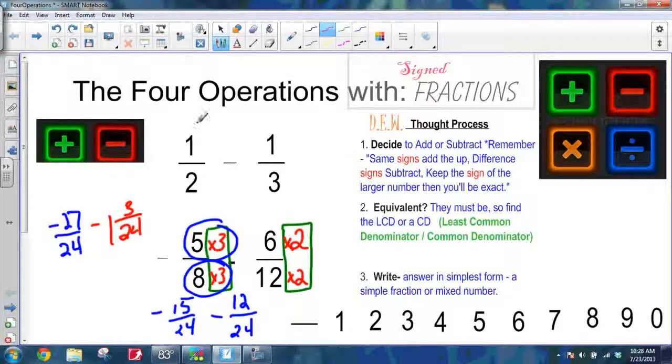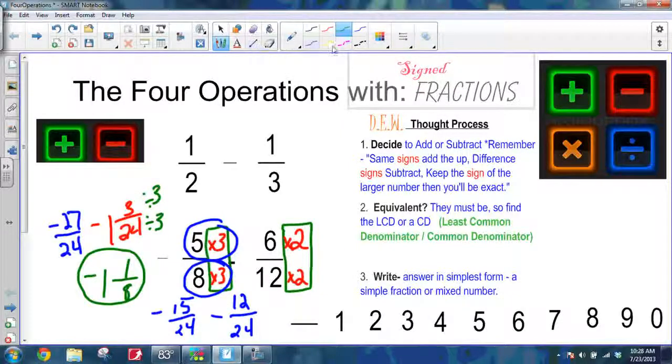So we also see that we can still reduce this fraction. So we divide the top and the bottom by their common factor, which is 3. And 3 divided by 3 is 1, and 24 divided by 3 is 8. So our simplified answer is negative 1 and 1/8.